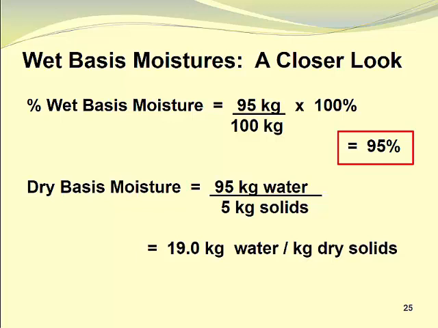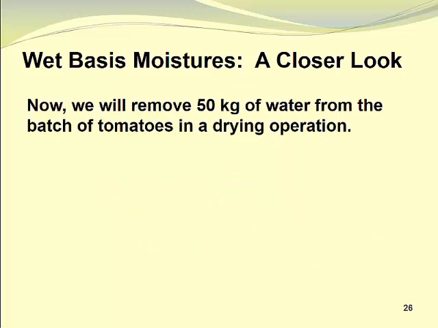What I would like you to notice is that in the numerator of this expression, we have 95 kilograms of water divided by 100 kilograms of total material. In the dry basis moisture, we have 5 kilograms of solids, and these values will be important in a subsequent calculation.